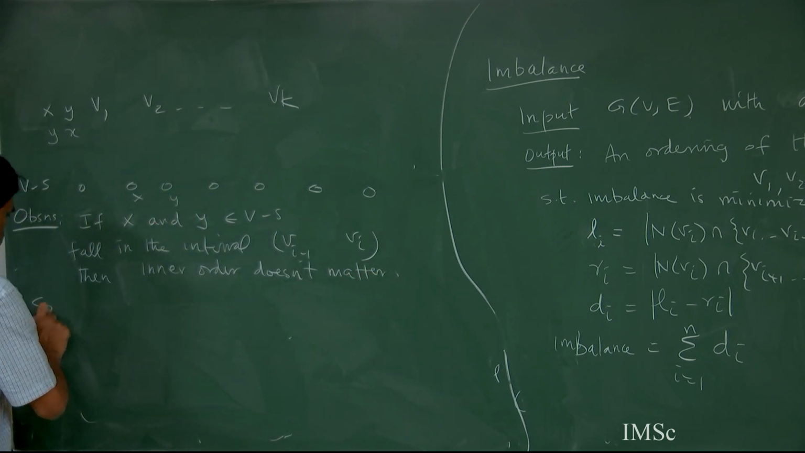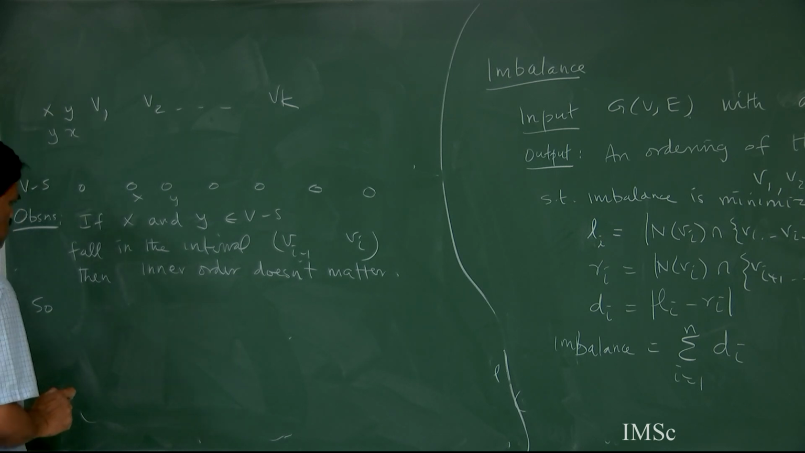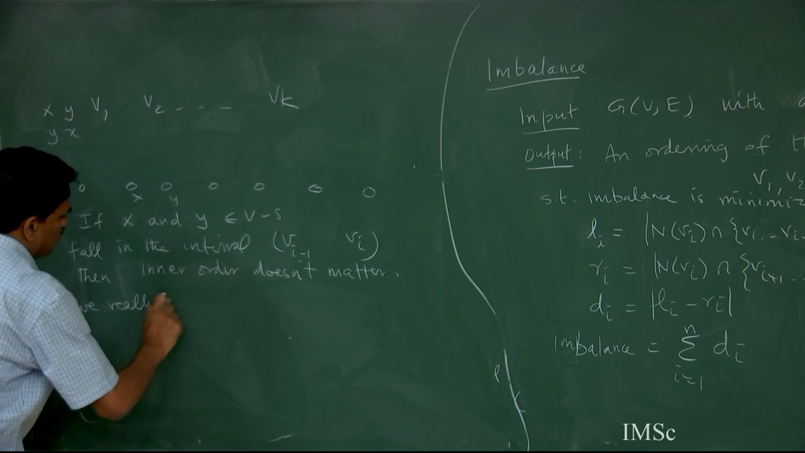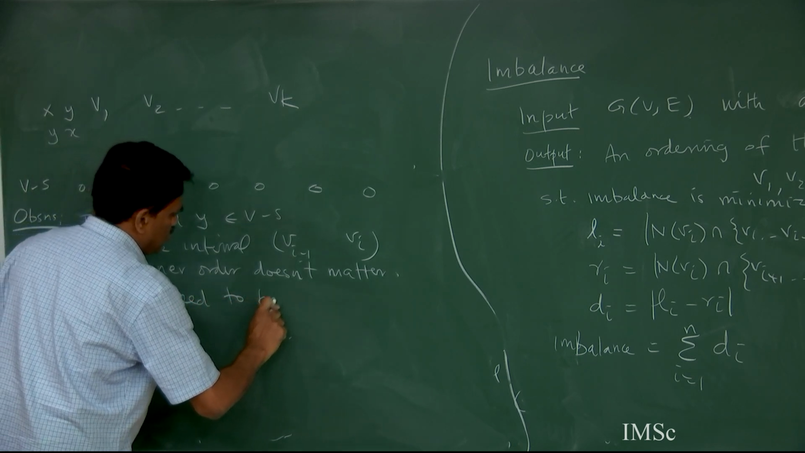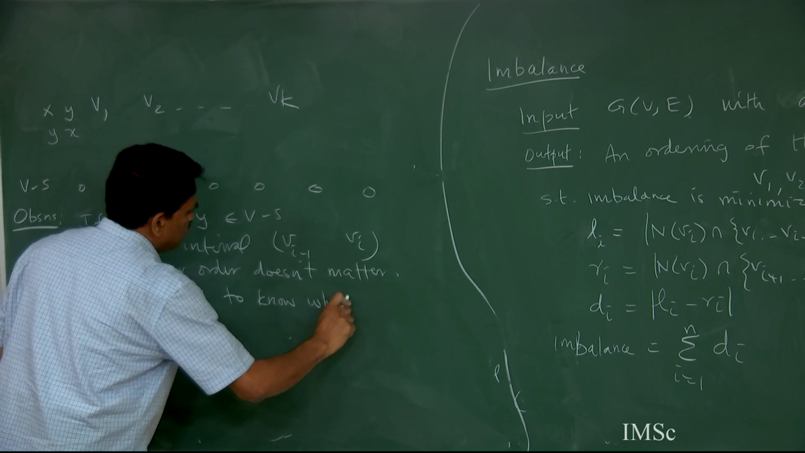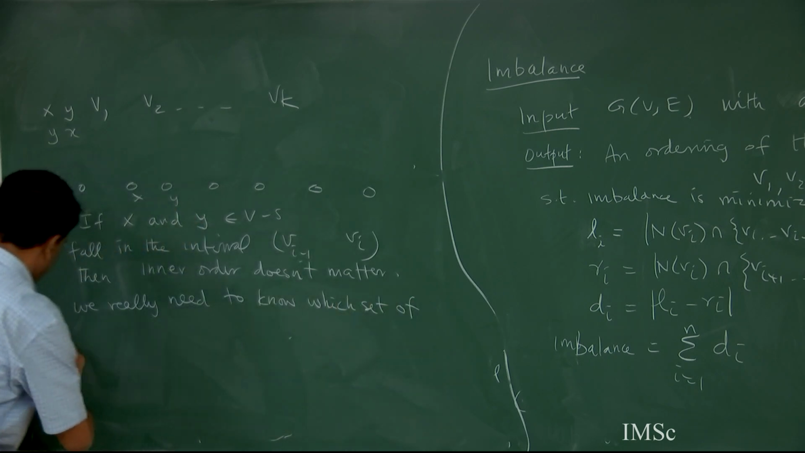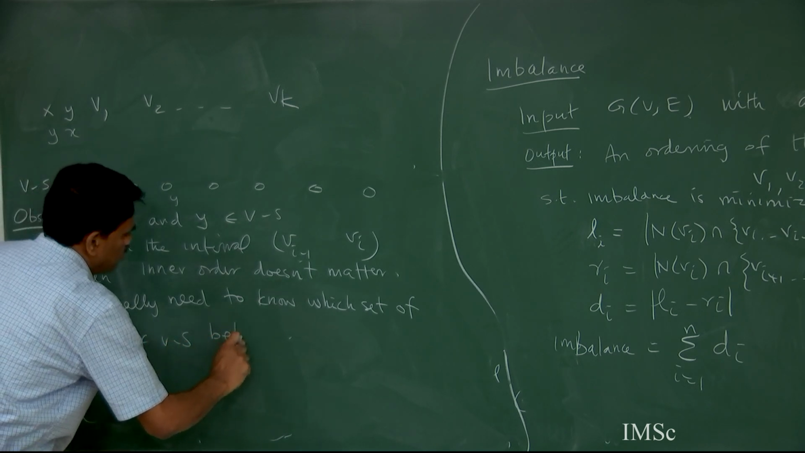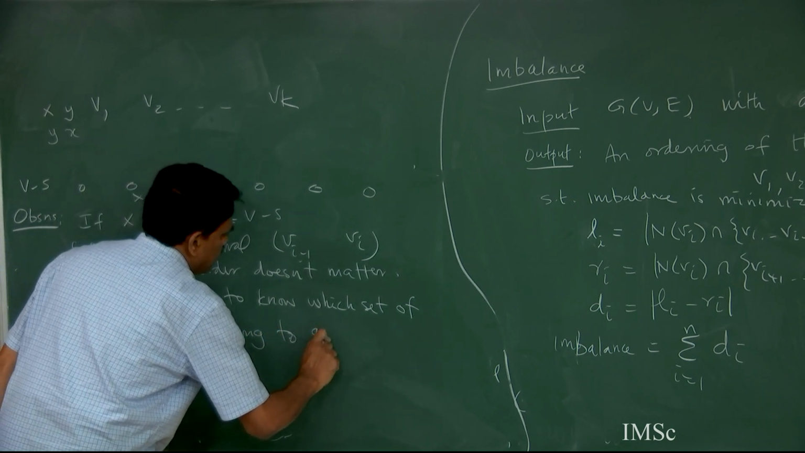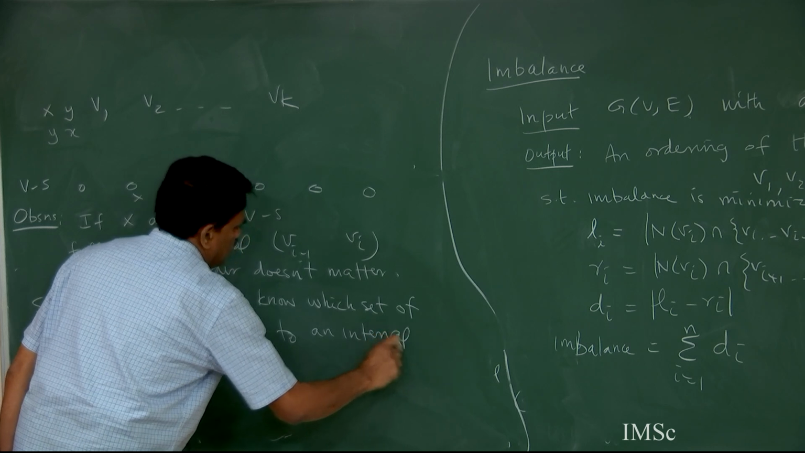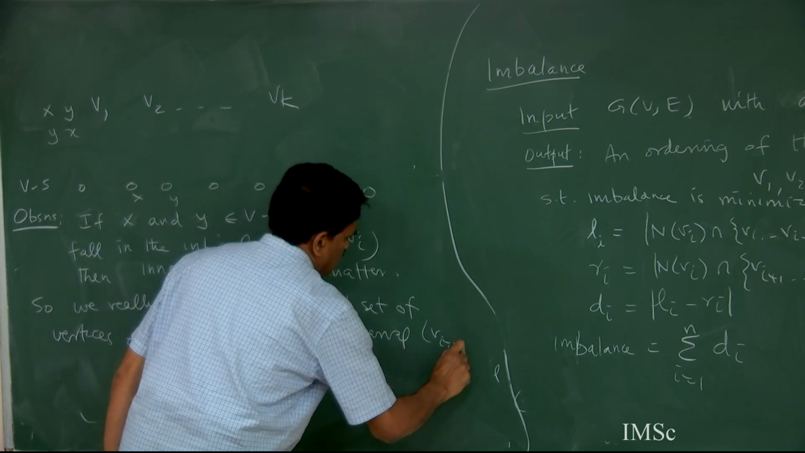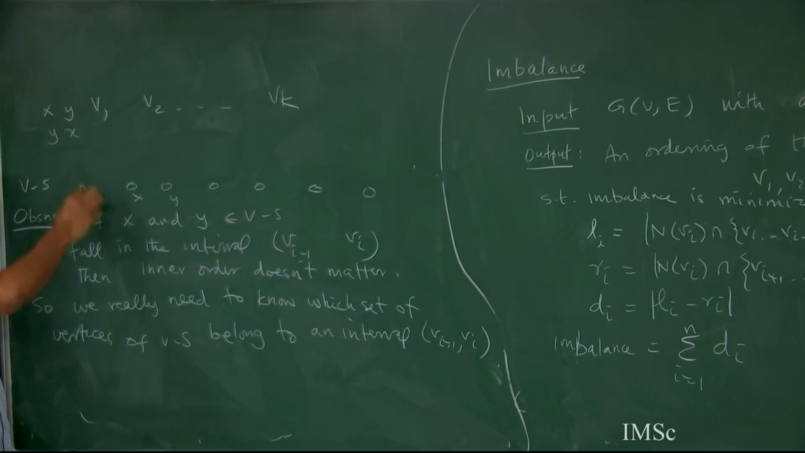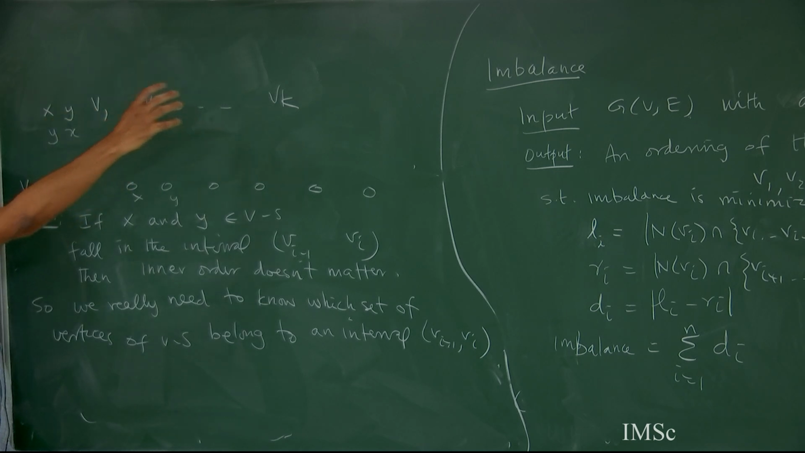So we really need to know which set of vertices of V minus S belong to an interval. Our problem boils down to: tell me which set of vertices belong to this interval, which belong here, which belong here. That is one thing.